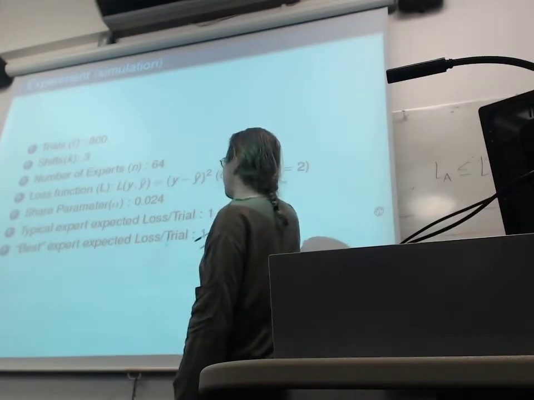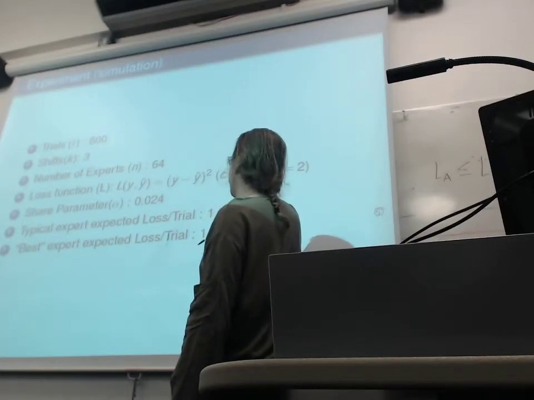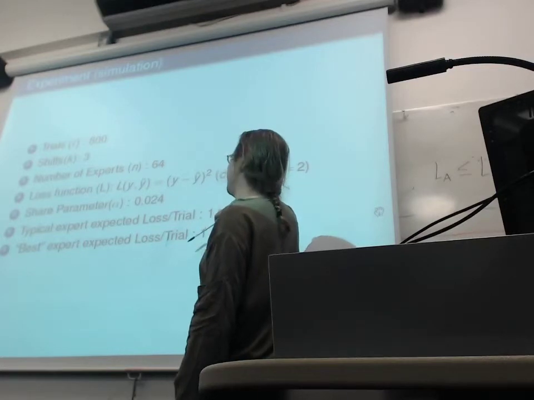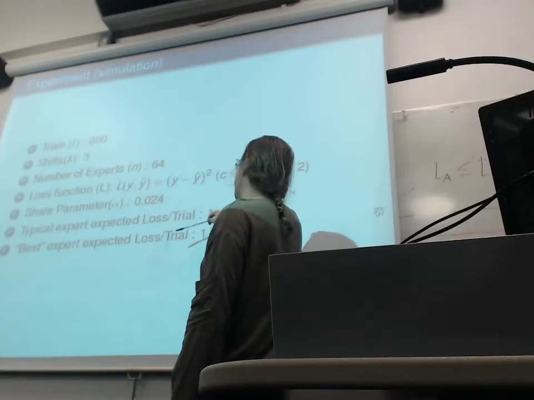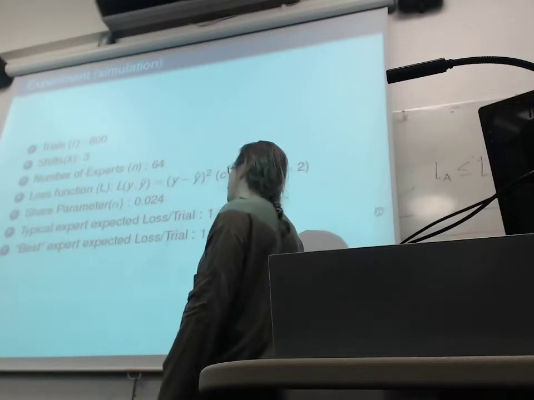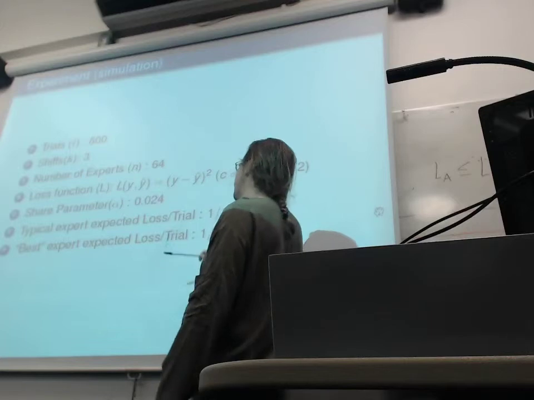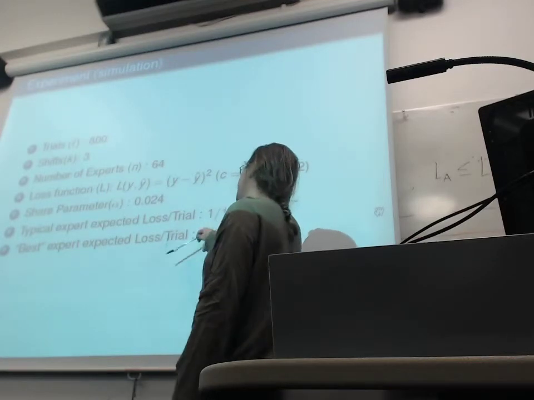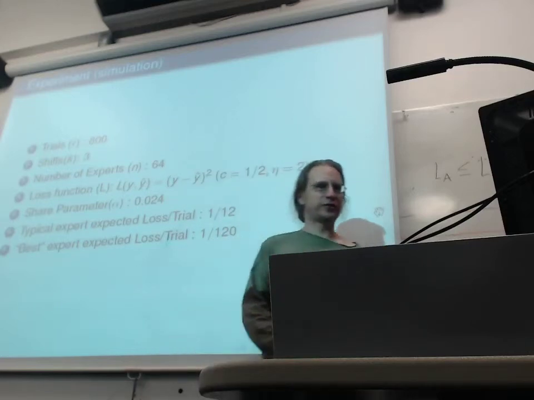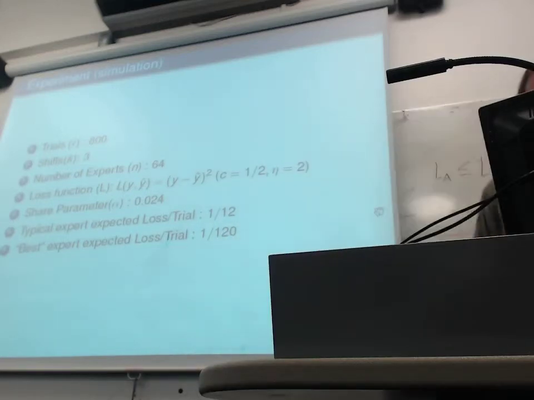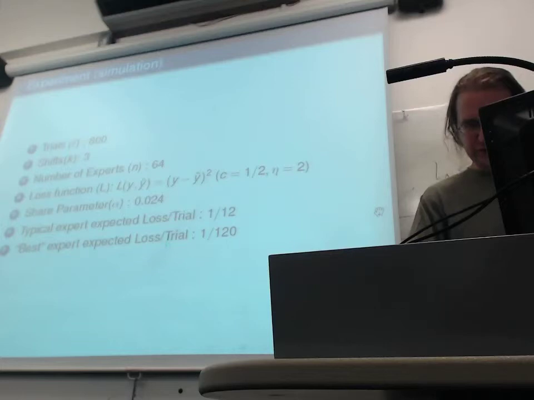So I did this by sampling uniformly at random, probably from 1 over, I don't know what I did, but some sort of uniform sampling so that a typical expert was designed to have 1 tau loss on average per trial, whereas the best expert would do much better and have expected loss of 1 over 120. I can't remember the exact parameter of the experiment, so I generated that.